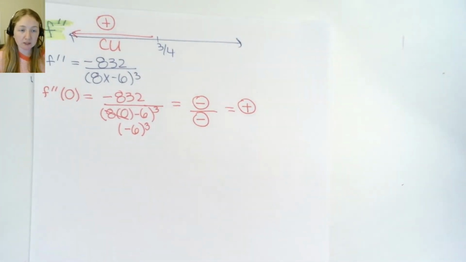Now, this positive is telling us different information because we're looking at the second derivative. That positive will tell us that we are concave up on the first interval. So it's not telling us increasing, decreasing. It's now telling us about concavity because we're working with that second derivative.